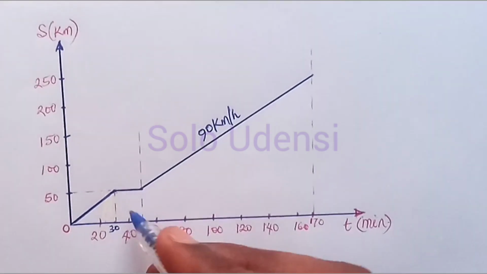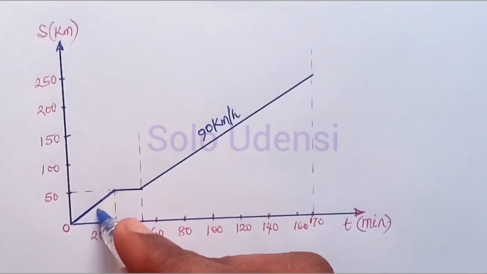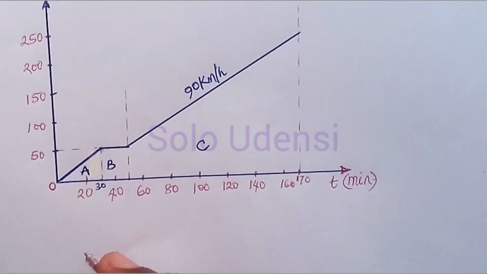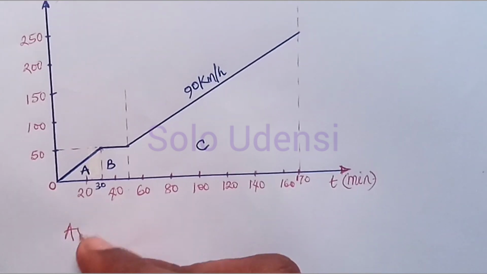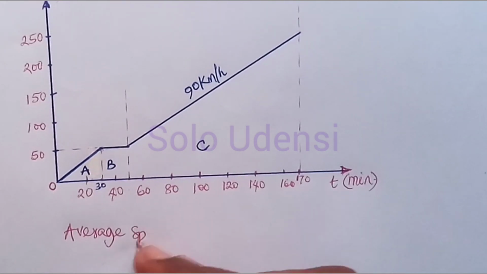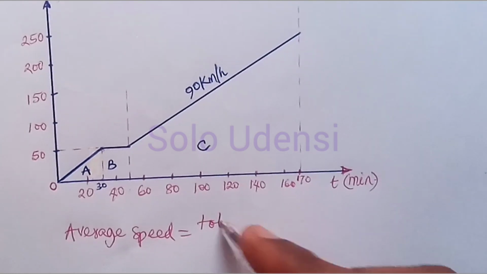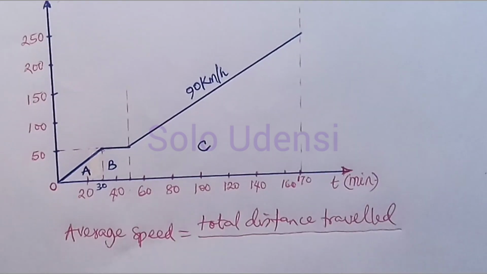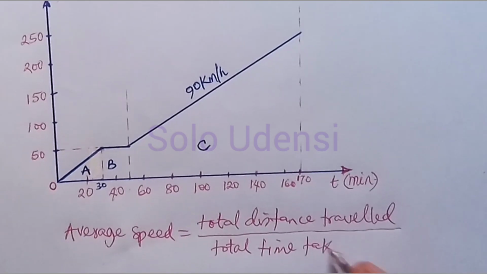Okay, this journey now, from these red lines, you see that it's divided into 3. This is the first, this is the second, third. So we say average speed is equal to total distance traveled over total time taken.